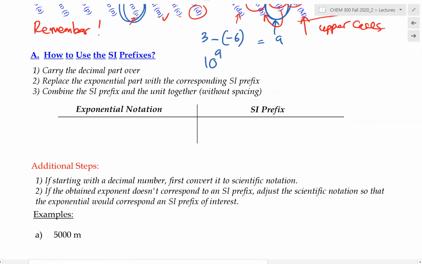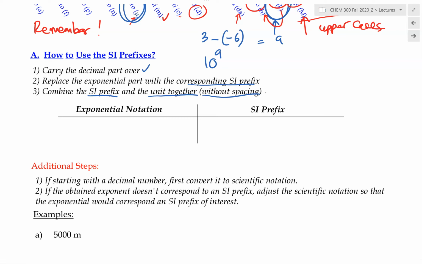And now, let's go over how we use the SI prefixes. And these are the steps right here. So first, carry the decimal part over, and then replace the exponential part with the corresponding SI prefix depending on what that exponent would be. And normally, we will combine the SI prefix and the unit together. So that way, there will be no spacing between the prefix and the unit.